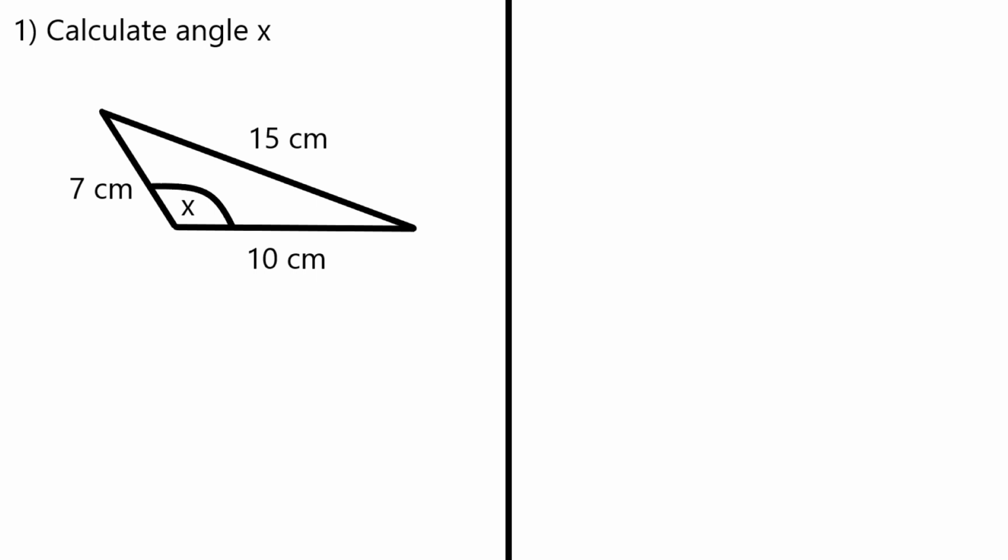So as with part 1, we're going to label our triangle, and I'm just going to label angle X as capital A, so that means the opposite length is going to be a lowercase a, and then I'll do the same with B and C.